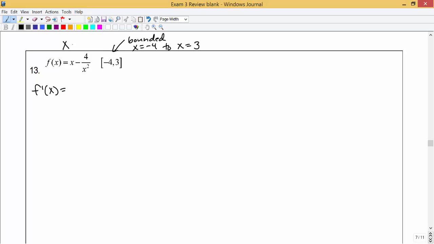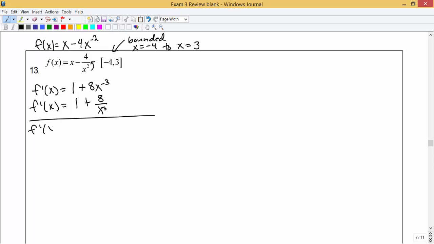And let's write our function a little differently before we start. We're going to write this as x minus 4. We're going to bring this x squared up to the top, and it's going to become x to the -2 power. And let's take the derivative of that. So that would be 1 plus 8 times x to the -3 power. And then let's write this with only positive exponents.